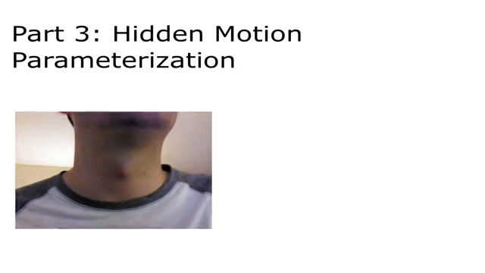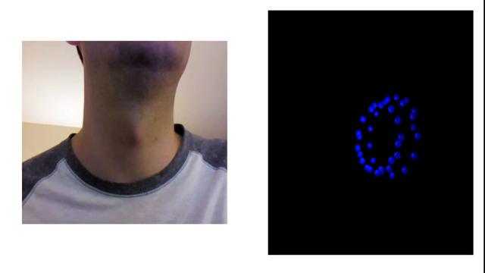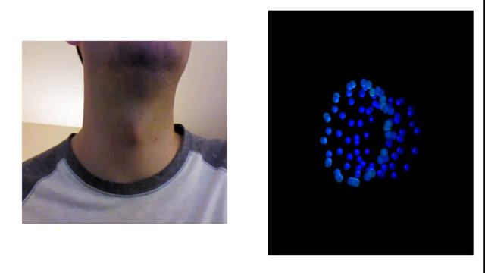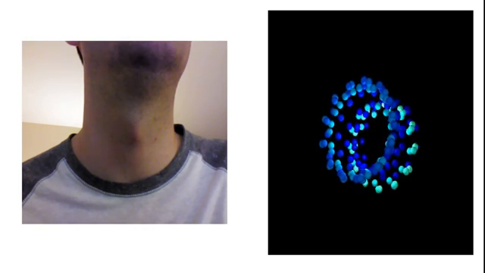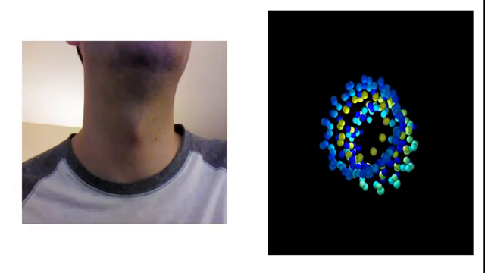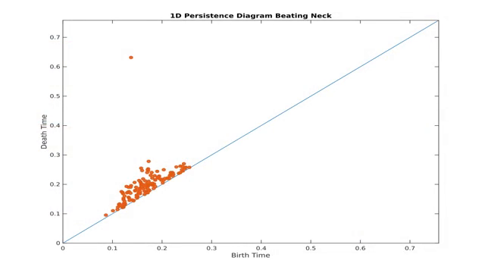We conclude this work by examining a video which has hidden periodic motion. Here is a video of the author sitting completely still, not breathing, and there appears to be very little motion. However, when we look at PCA, ignoring the first few components, which correspond to drift, we see a cyclic pattern along a cylinder. And when we look at the 1D persistence diagram, we see a very strong 1D persistence class.